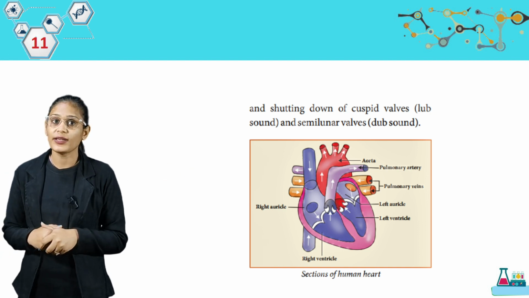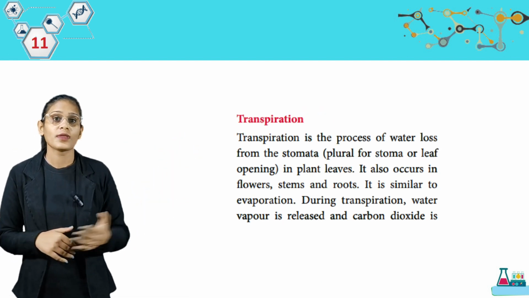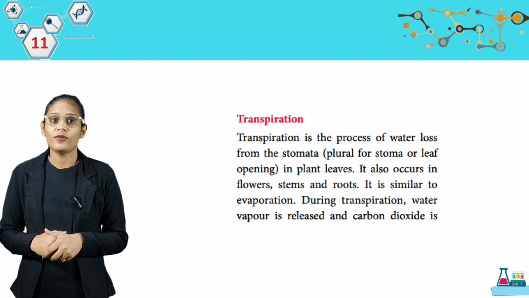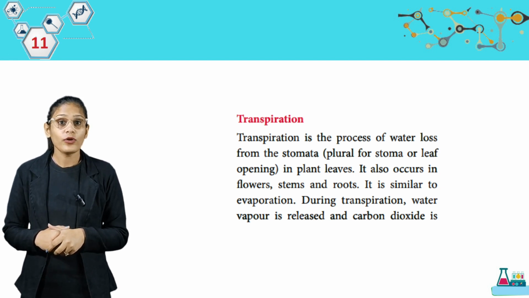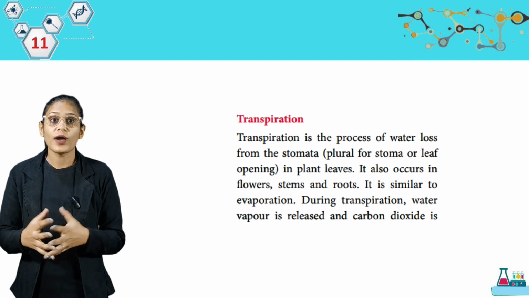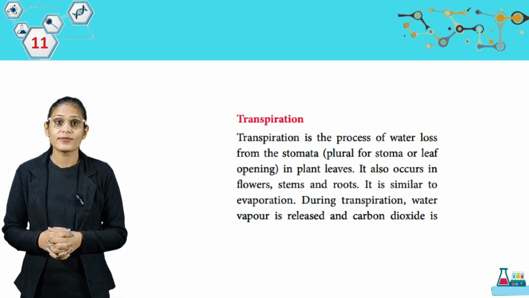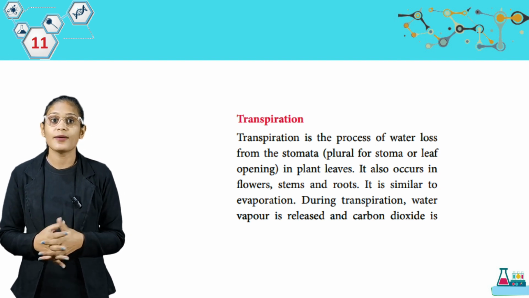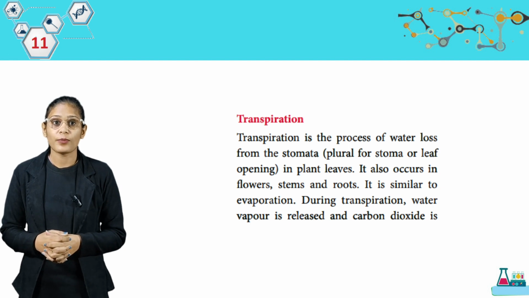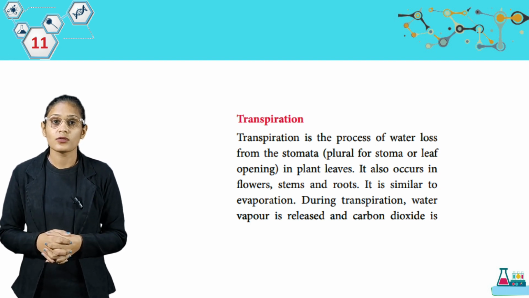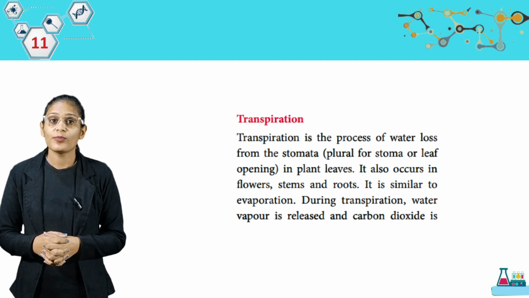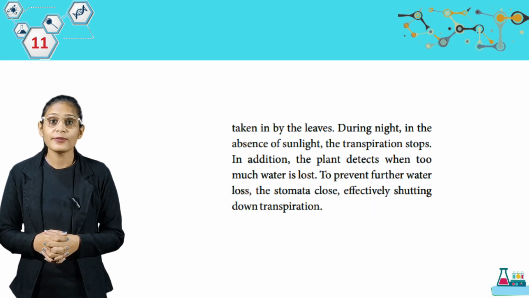Now we are going to read about transpiration. Transpiration is the process of water loss from the stomata, plural for stoma, or leaf opening in plant leaves. It also occurs in flowers, stems and roots. It is similar to evaporation. During transpiration, water vapor is released and carbon dioxide is taken by the leaves.